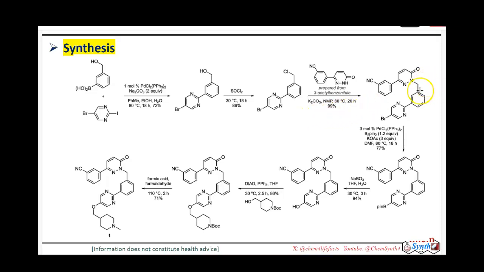to get this intermediate. And here they have performed another palladium catalyzed coupling reaction to install a boronate group by replacing this bromide. So B2Pin2 they have used as the boronating reagent in presence of potassium acetate, and as solvent they have used DMF to get this aryl boronate intermediate. And here sodium perborate mediated hydrolysis of this boronate ester was performed to convert it into the alcohol.